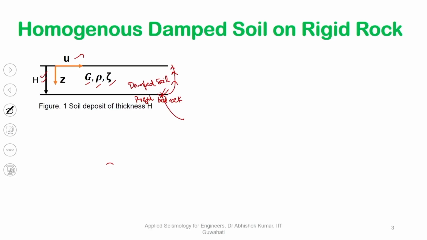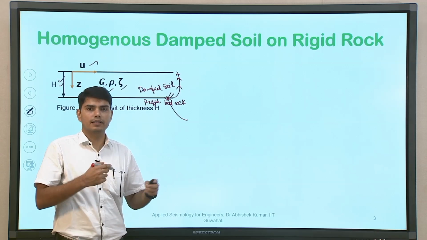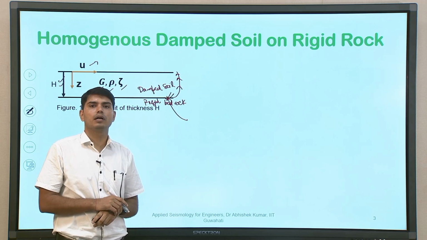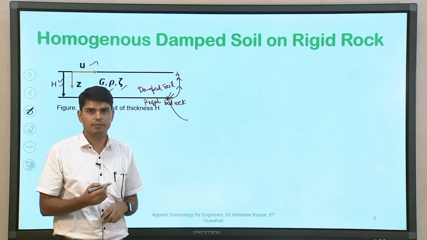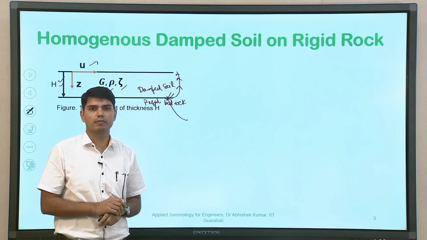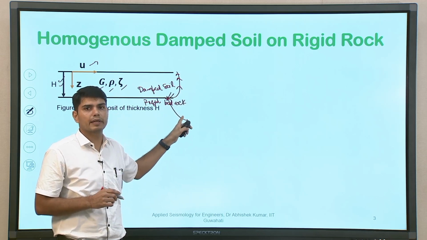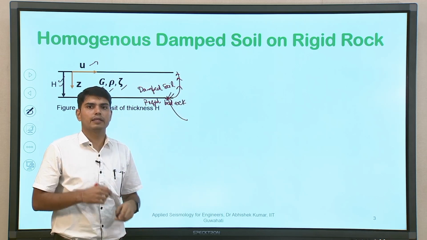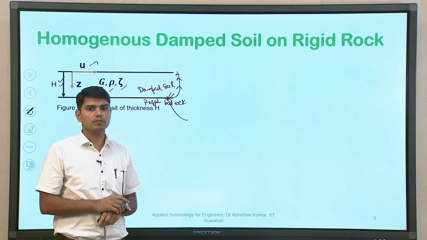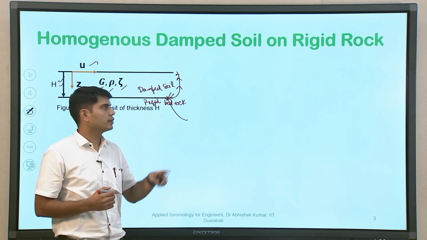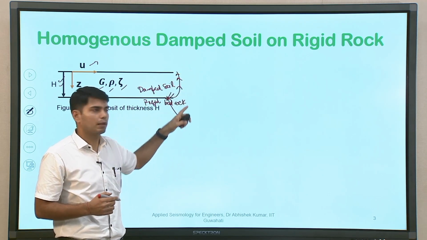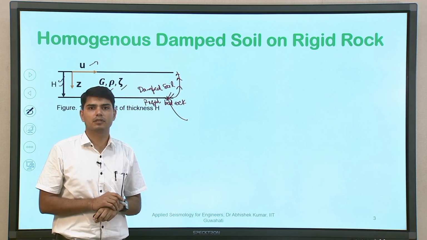So, this is the case, and the bedrock is also rigid. So, there is no elastic half space. In other words, we are not taking into account the damping characteristics of the bedrock medium. We will only have damping characteristics in the soil medium, no damping characteristics in the rock medium. So, another case similarly can be where you have damped soil located above an elastic half space.